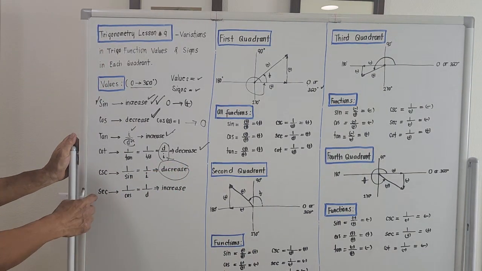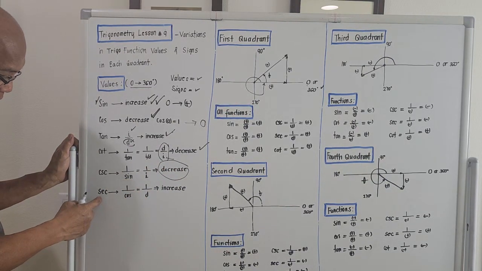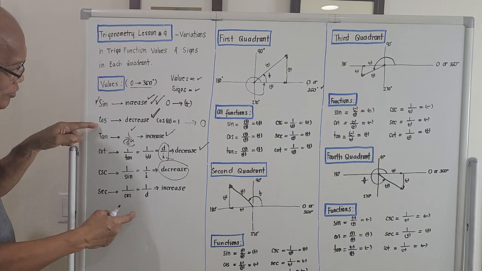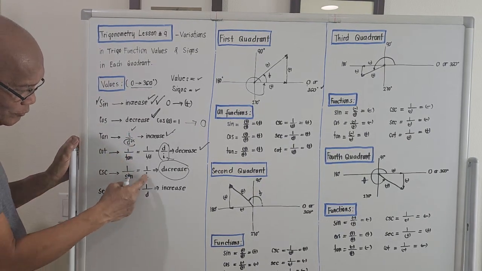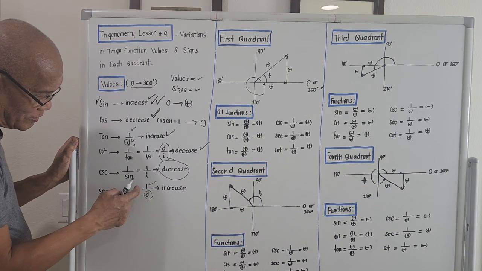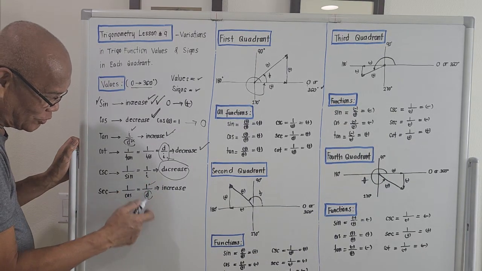For the secant, it is the reciprocal of cosine, so secant should be 1 over cosine. So this is 1 over, what is cosine? Decreasing, right? So 1 over a decreased value. The 1 stays as 1, but as soon as we decrease the denominator, the ratio should increase.